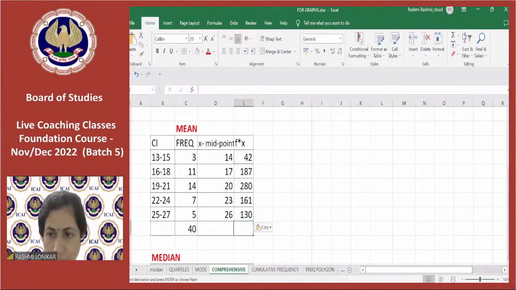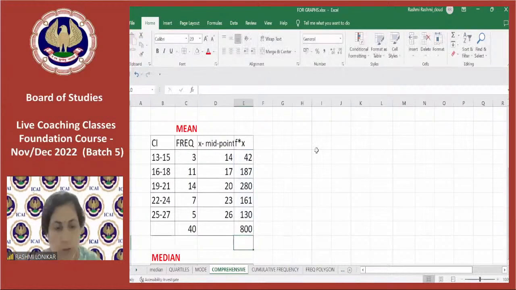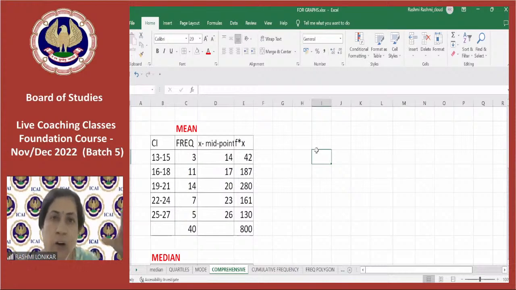And I find the total. Okay. So I have got the class interval. I have got the frequency. First thing is I find the midpoint. Then I find the frequency. Then I find the multiplication of frequency with the midpoint. And then I total it. Okay. So this is the total column.